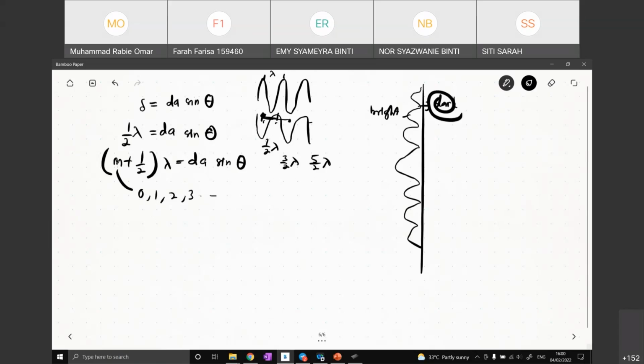So let's say if m is equal to 0, my dark position will be half lambda. So 0 plus half is equal to half, then equal to A sine theta dark. So this is actually a small portion of your slit width. This is A.